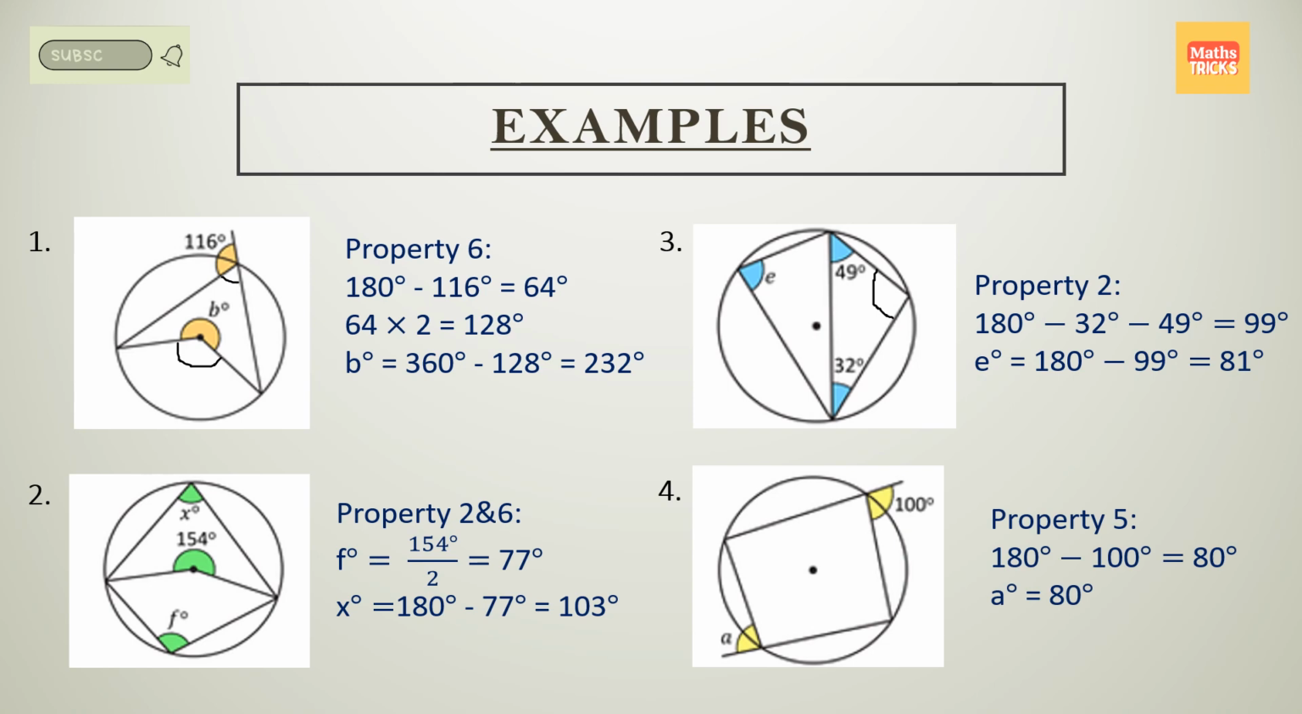Question number 4. It includes property number 5, which is alternate segment angles. 180 minus 100, as this is a straight line, so this inner angle will be 80 degrees. This 80 degrees is alternate to this A, so A will also be 80 degrees, which describes the property of angle in alternate segment.